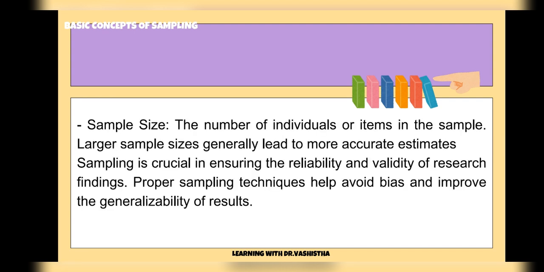The next is the sample size, which is the number of individuals or items that we have taken in the sample to study. Generally, a larger sample size leads to more accurate estimates, because it combines more of the characteristics, which makes it easier and more accurate to study the larger population. So in conclusion, we can say that sampling is crucial for ensuring the reliability and validity of research findings, and thus proper sampling techniques should be applied so that we can avoid any sort of error or bias. That also increases the applicability of the results.